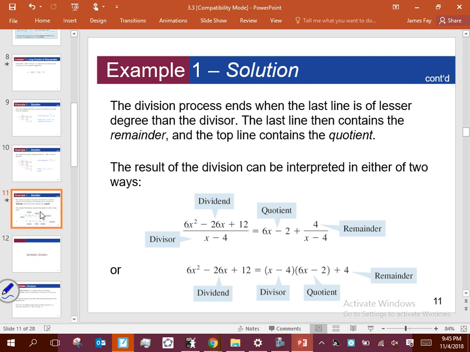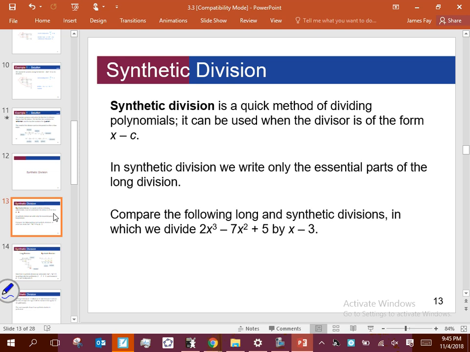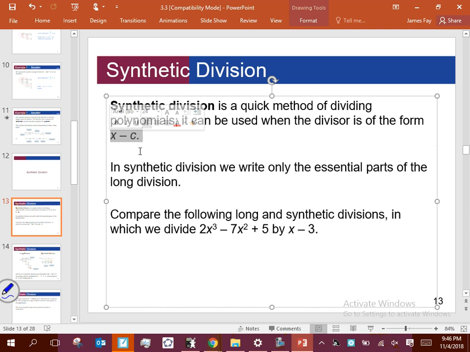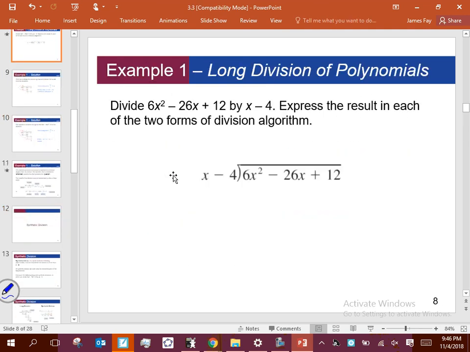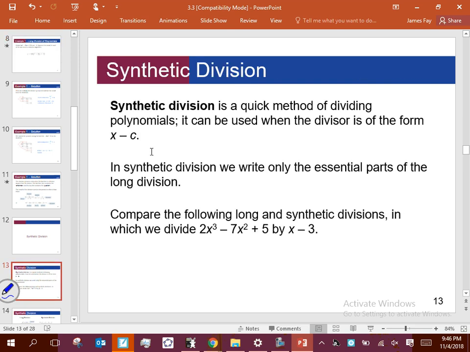All right, let's see if we can get the same process but use synthetic division. Synthetic division, guys, is the same process. Right now we can only use synthetic division with a divisor that is linear. With long division we could divide by anything, as long as it's of equal or lesser degree than the leading degree of the dividend. But with synthetic division, we want to just divide by linear factors.